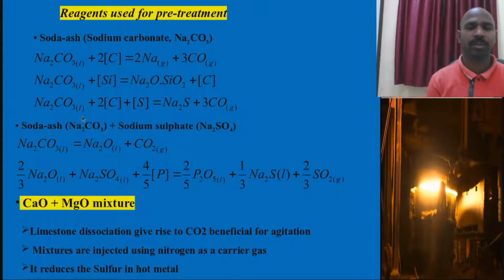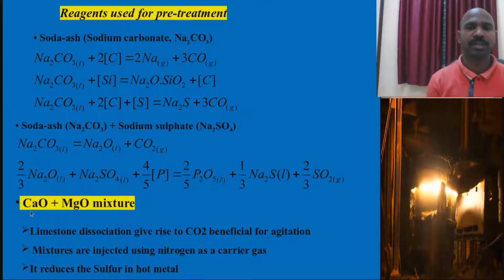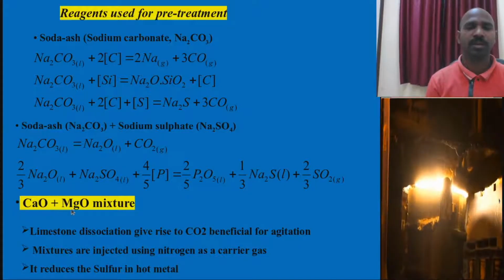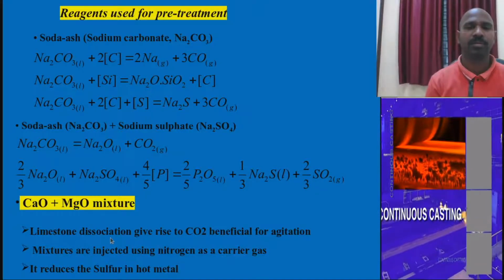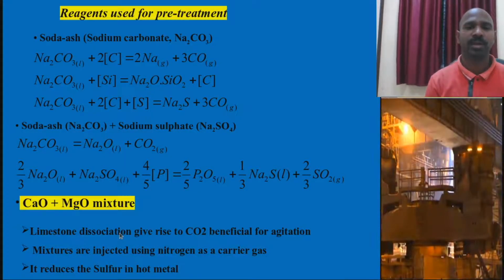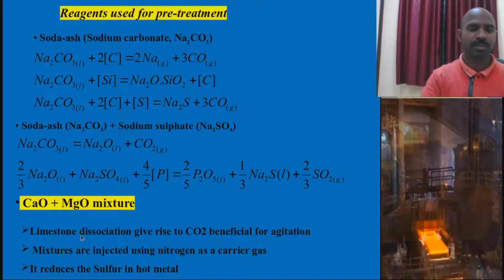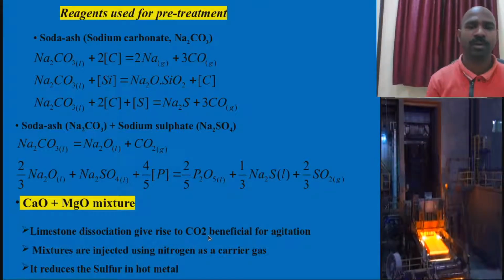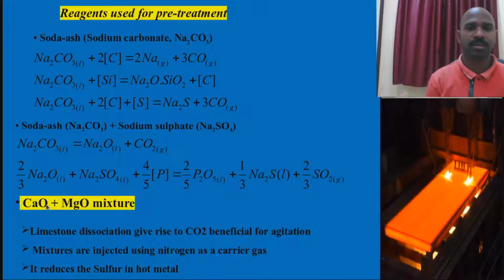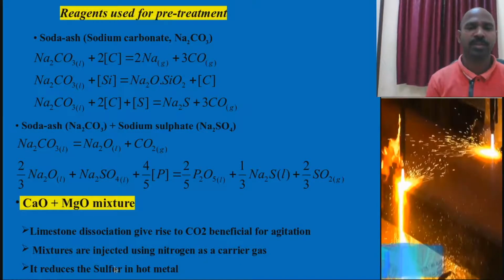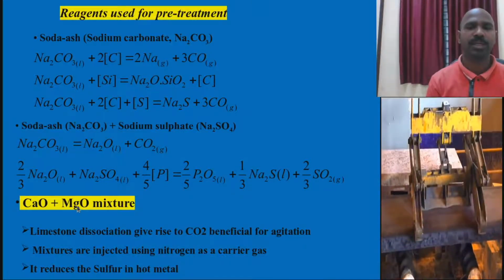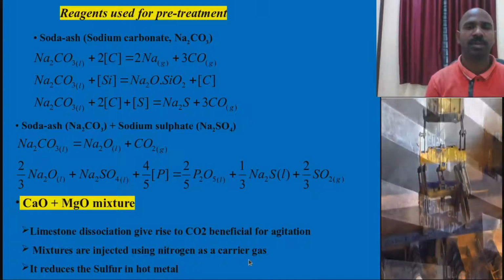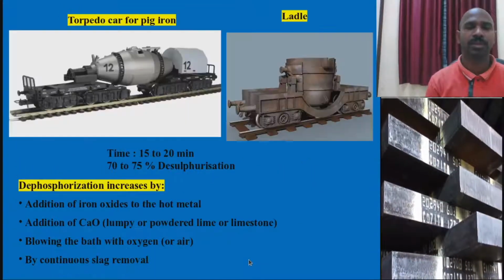Coming to the other reagent, a combination of CaO and MgO. Usually you use limestone in iron and steel production as a flux. This limestone dissociates and gives CO2, leaving CaO. A CaO and MgO mixture helps in removing sulfur from hot metal, but for these mixtures nitrogen acts as a carrier gas. One needs to note this point.